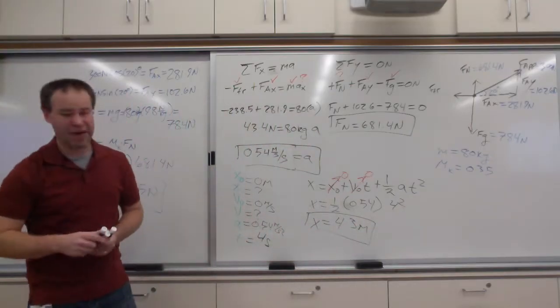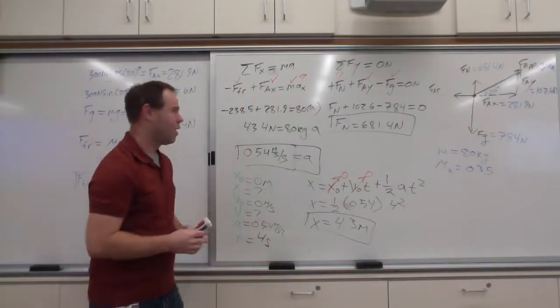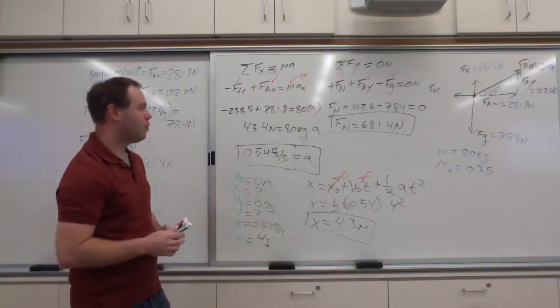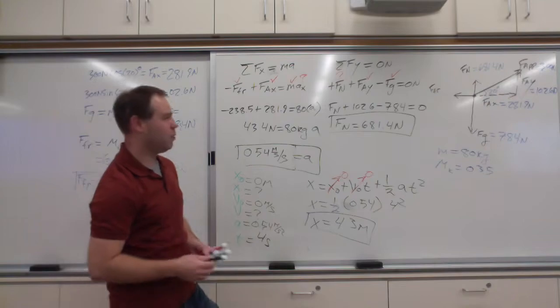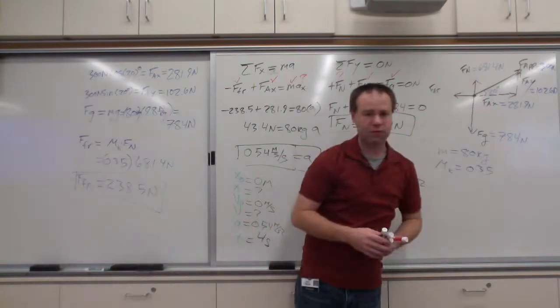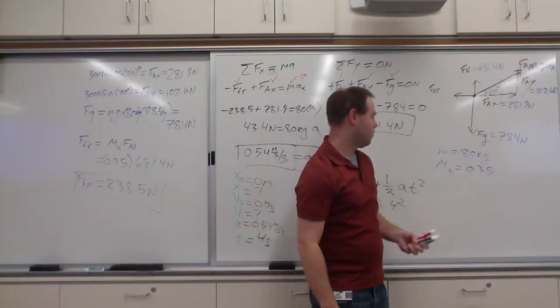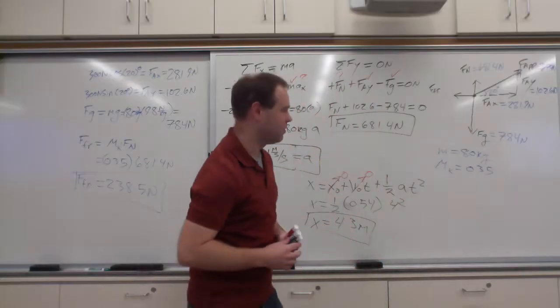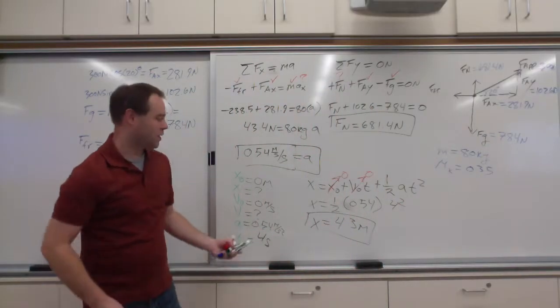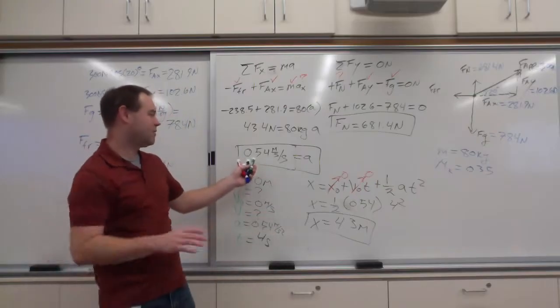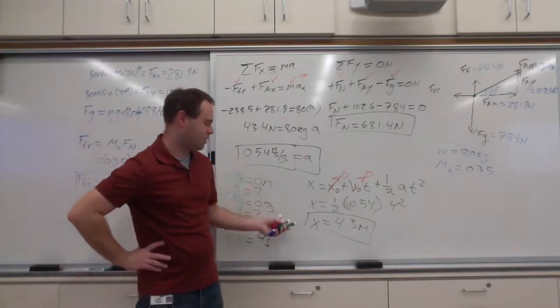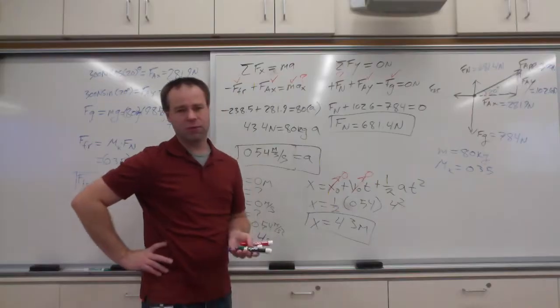So there you have it. That is the full problem. If I pull my kids with an applied force of 300 newtons at an angle of 20 degrees, where the kinetic friction coefficient is 0.35, and my kids in the sled have a mass of 80 kilograms, if I pull them for 4 seconds, they're going to accelerate at a constant acceleration of 0.54 meters per second squared, and they're going to travel 4.3 meters.